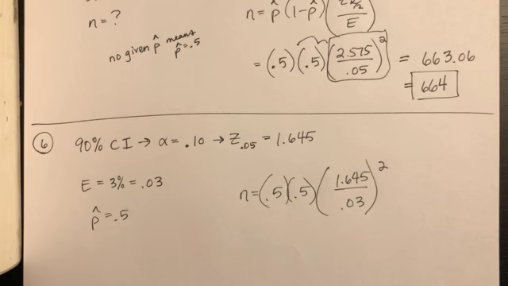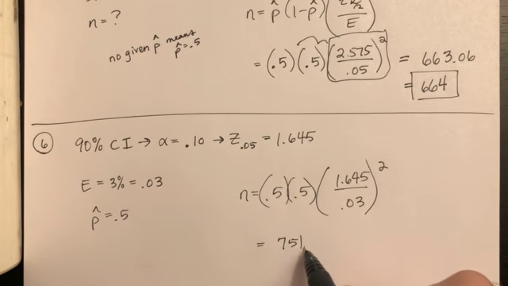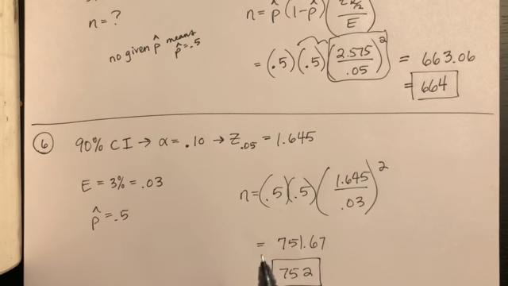Parentheses, 1.645 divided by 0.03, close parentheses, raise it to the second. 3006.69. We're going to multiply that times 0.5 times another 0.5, and we get 751.67, which rounds up to 752. So our sample size needs to be 752 in order to be 90% confident that the error won't be more than 3%.